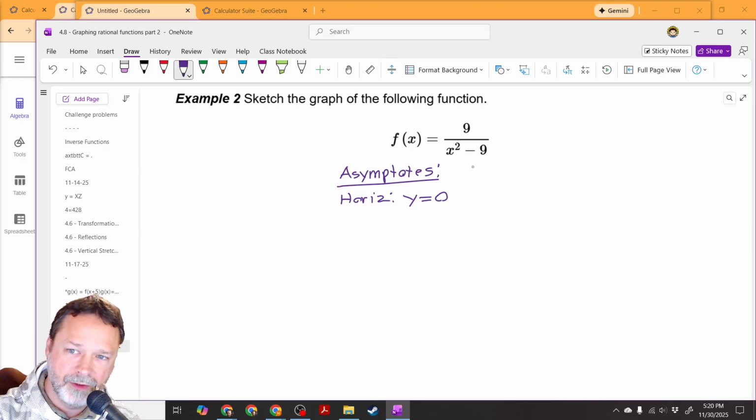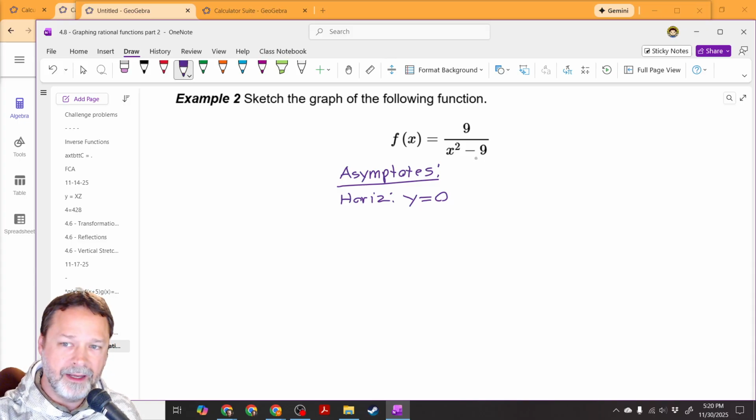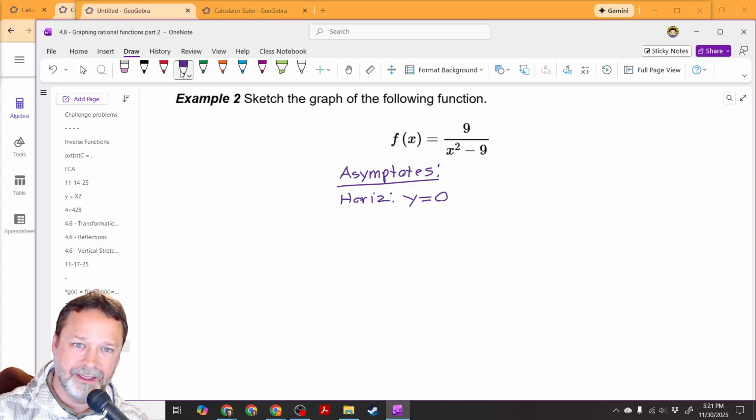But again, you can look at this and just imagine, remember horizontal asymptotes happen at very large values or very, very small values for x. What happens when this gets very, very large? We get 9 over a really, really big number. It's going to be y equals 0 because that gives you 0. 9 over a really large number is 0. So that's the easy way to do it.